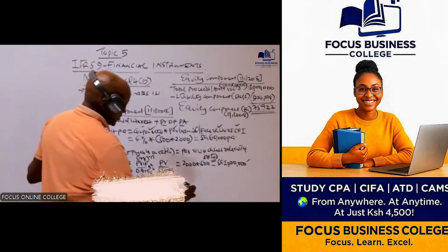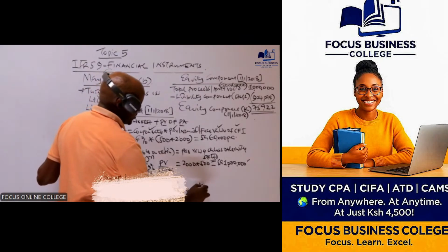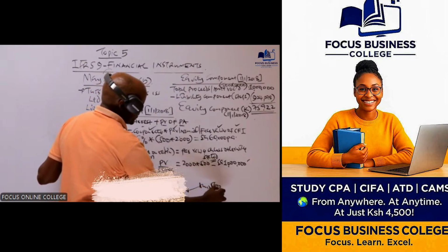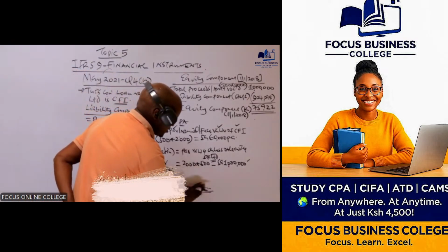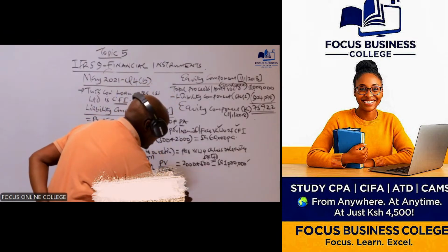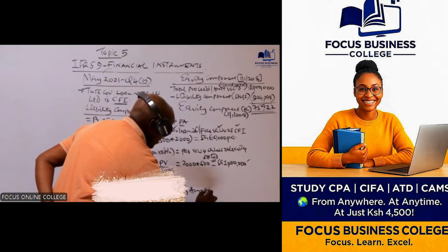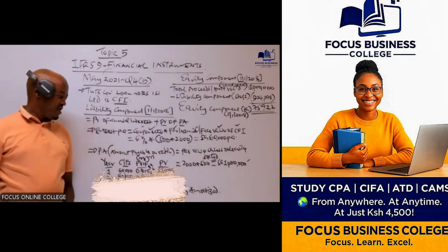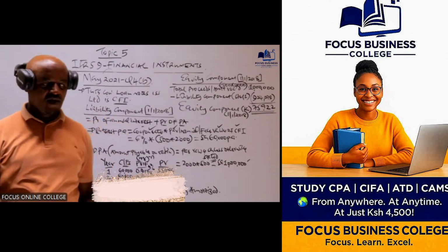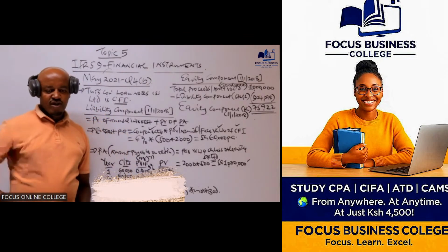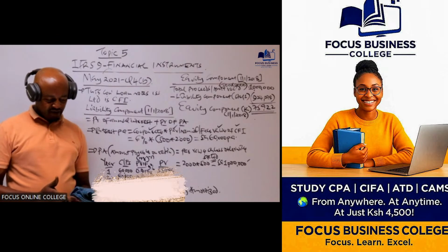But the liability component, we must amortize it. This one has to be amortized. So how do we amortize a liability in this case? From what you did in financial reporting, how do we amortize a loan? What do we have to prepare here? We prepare something called what?